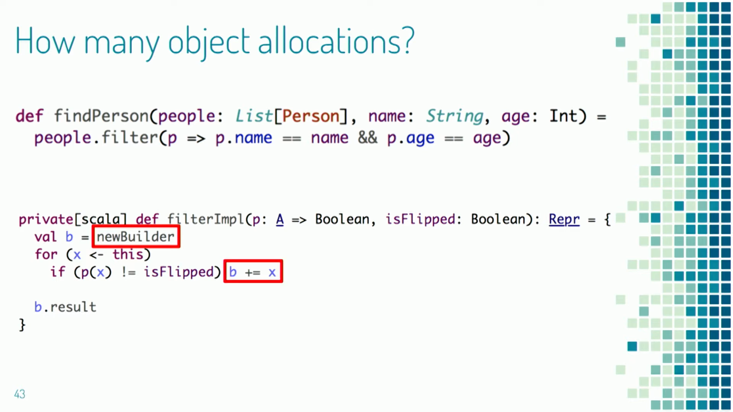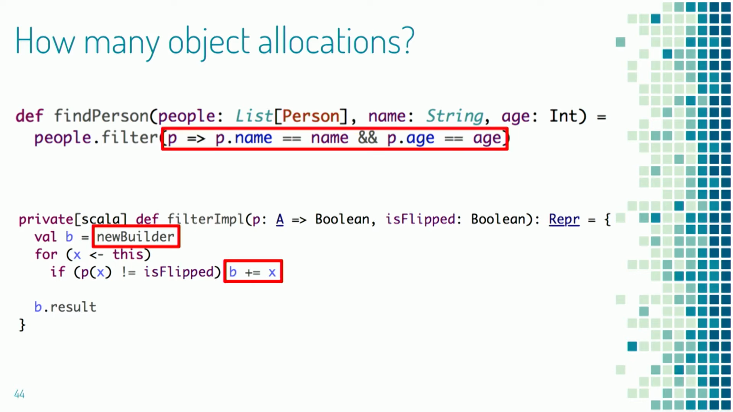The second allocation comes from this plus equal. It's going to create an immutable list for each element. So it's head and tail, and creates this graph of head and tail objects. And then the other 2 allocations are not really so easy to see.